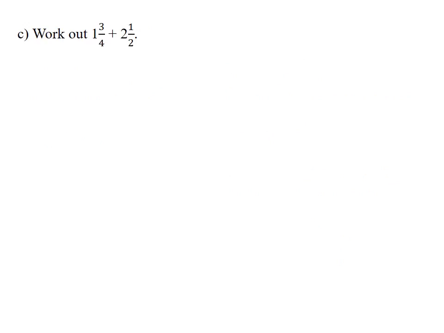Okay, now we've got two mixed numbers to add together, 1 3/4 and 2 1/2. So we can add the whole numbers straight away if you like. So that's 1 plus 2, that's going to make 3. And now we've got to add 3/4 and 1/2.